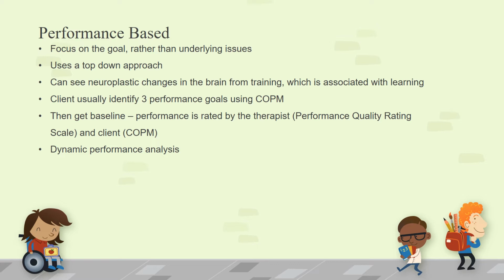So in this process, the client will identify 3 performance goals using the COPM, as previously mentioned, and then from there, the therapist and the client can get a baseline. The therapist rates performance with the performance quality rating scale, and the client uses the COPM. The performance quality rating scale was actually designed specifically for CO-OP, and it's observational and rates performance on a scale from 1 to 10, and it's rated relative to desired, required, or typical performance. And you can also use dynamic performance analysis.